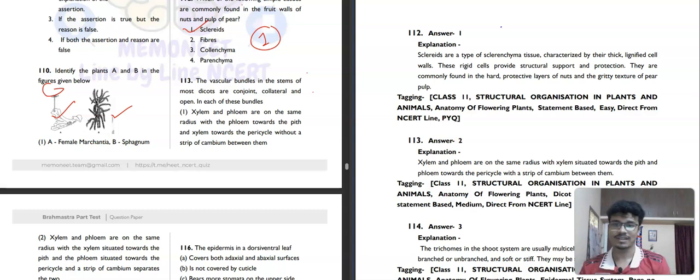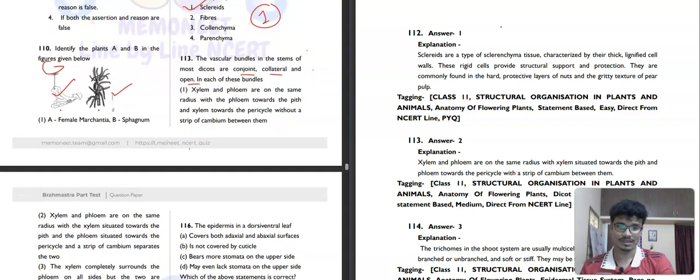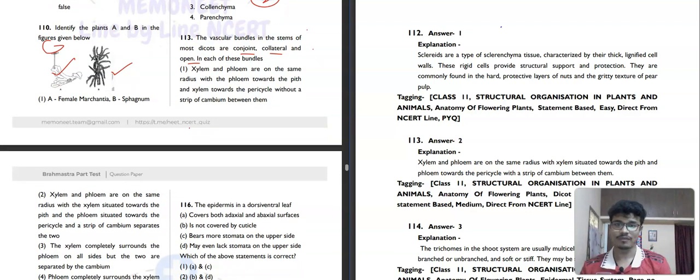It is saying that the vascular bundle in the stems of most dicots are conjoined, collateral and open. In each of these bundles, we need to see the xylem and phloem on the same radius, with phloem towards the pith and xylem towards the pericycle, without a strip of cambium between them. This is not correct characterization.